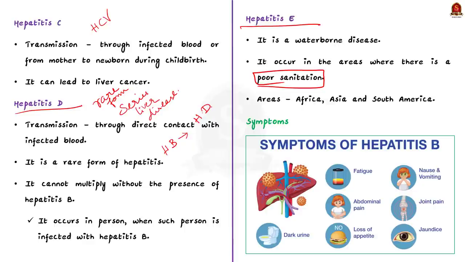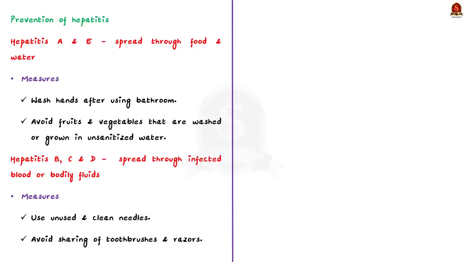The symptoms of hepatitis include fever, loss of appetite, diarrhea, nausea, abdominal discomfort, and jaundice. In some cases, hepatitis can also cause liver cancer. Talking about its prevention, the prevention of hepatitis transmission varies depending upon the type. For example, hepatitis A and E are most commonly spread through food and water. So, activities like washing the hands carefully after using the bathroom, and avoiding fruits and vegetables that are washed or grown in unsanitized water can prevent the transmission of hepatitis A and E.